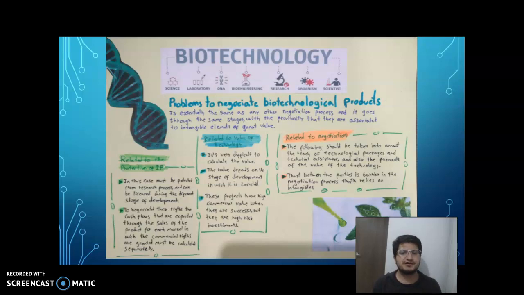And the problems related to negotiation. The following should be taken into account: the range of technological packs and technical assistance, and the payments of the barrier of technology, between the parties in the negotiation process, related to intangibles.